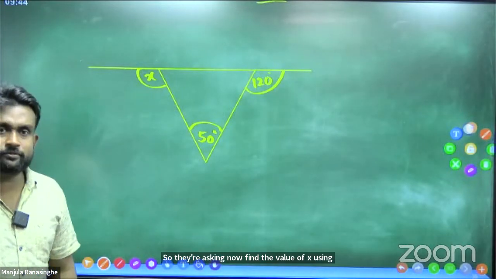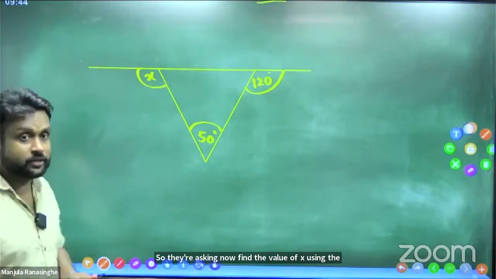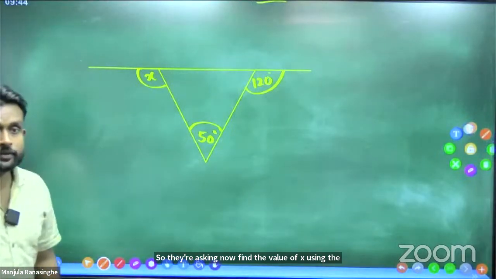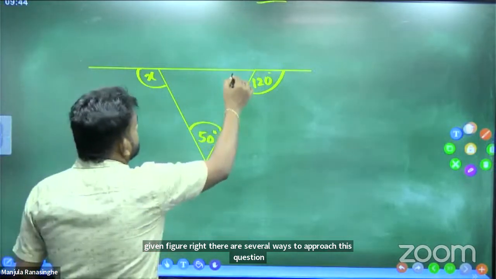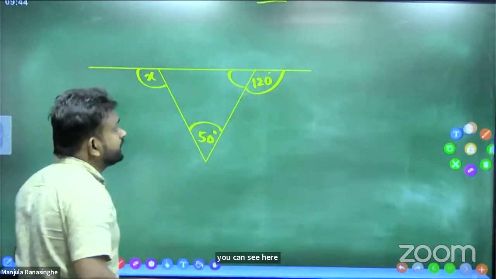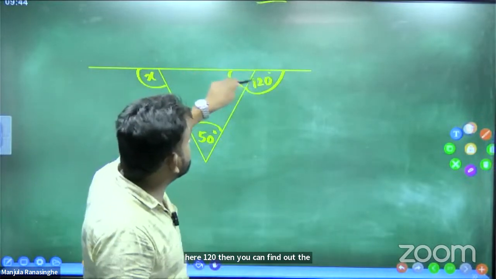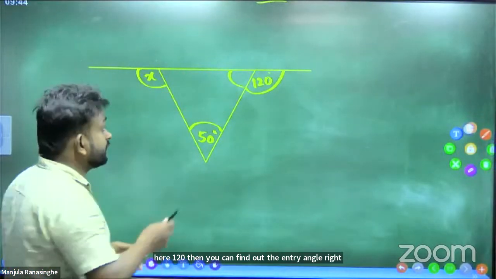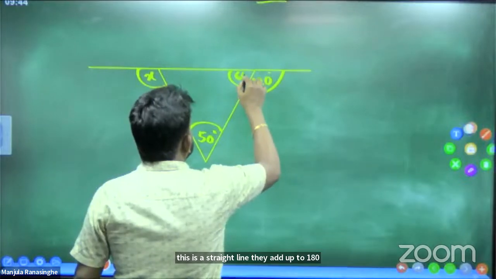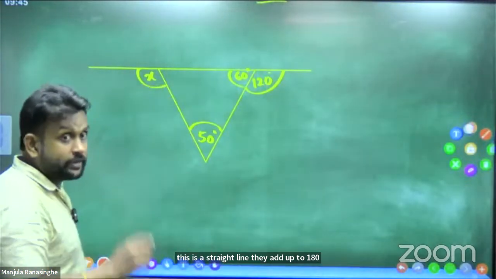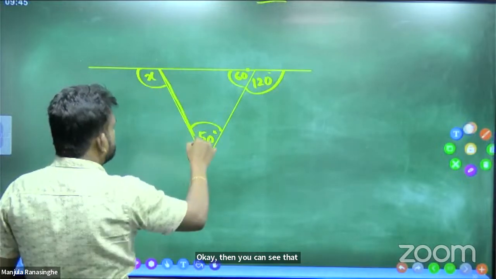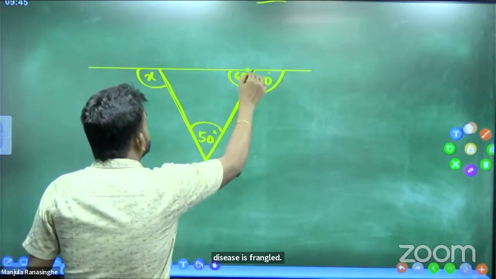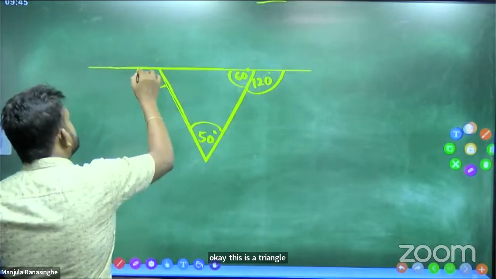There are several ways to approach this question. You can see here 120, then you can find out the interior angle. Why? This is a straight line, they add up to 180. So you can find that this is 60 degrees. Then you can see that this is a triangle, and one side is produced here.